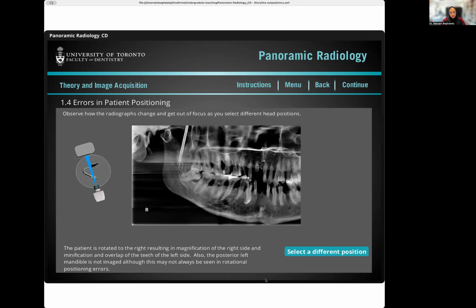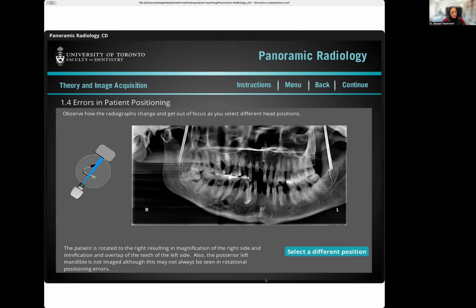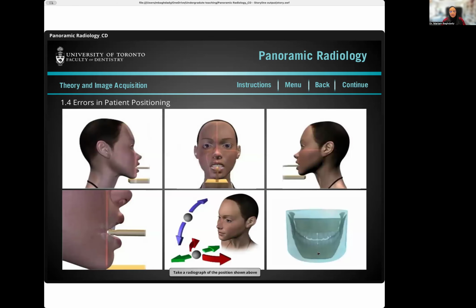Let's take a radiograph. And again, magnification on one side, minification on the other. So back again, mid-sagittal plane, you turn one side or the other, you get asymmetry with magnification on one side, minification on the other.